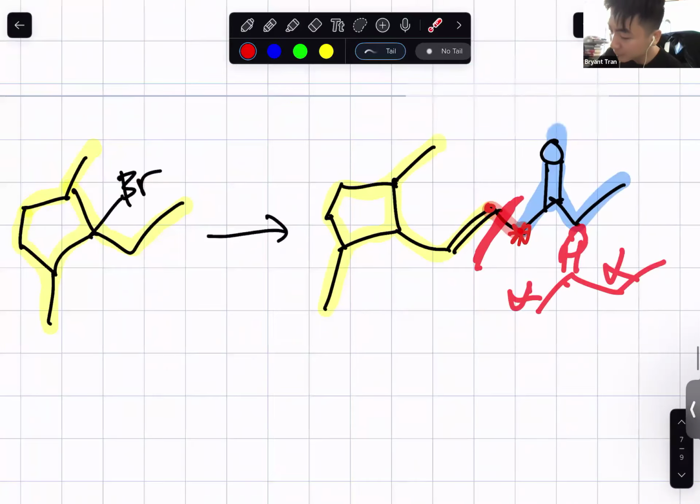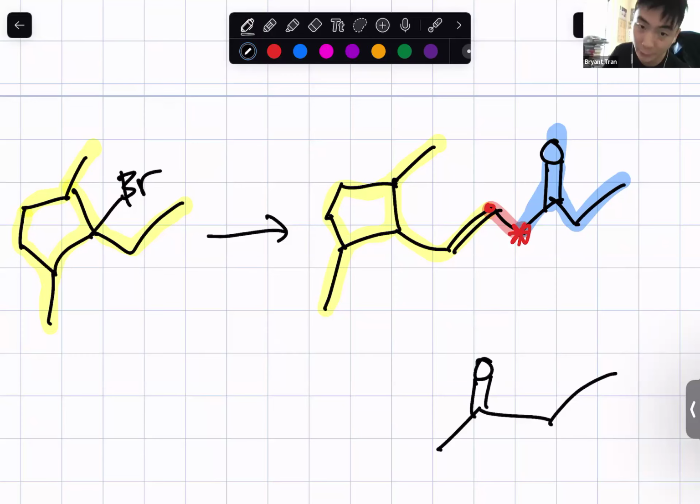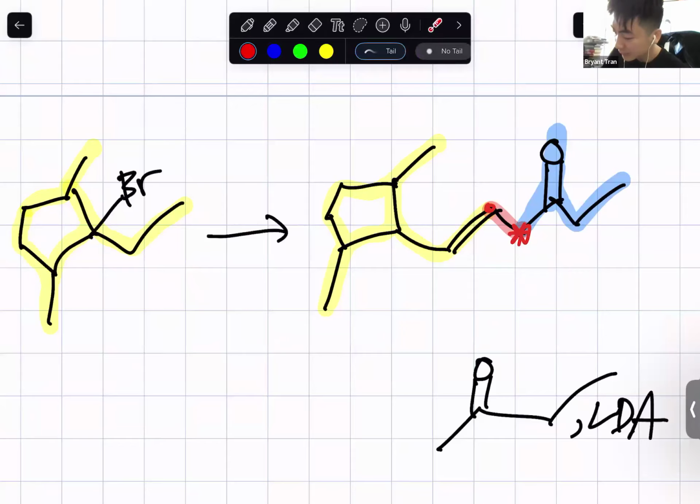So if we go backwards here, and we want the less substituted alpha carbon to be the nucleophile, what kind of base would we need to include? The reversible or irreversible base? Irreversible. Right. And the thing that you're going to use for that is LDA, which is going to create the nucleophilic carbon at the less substituted carbon like that.